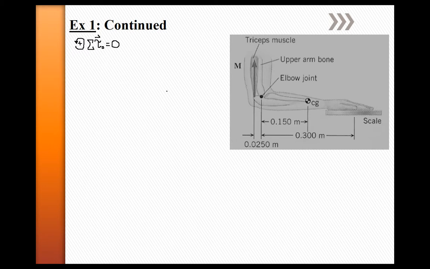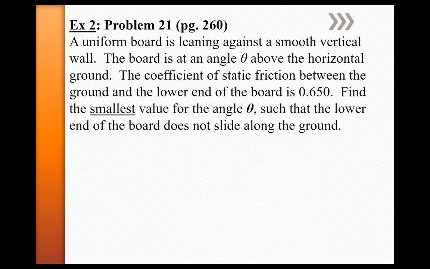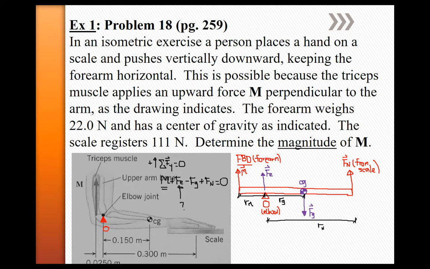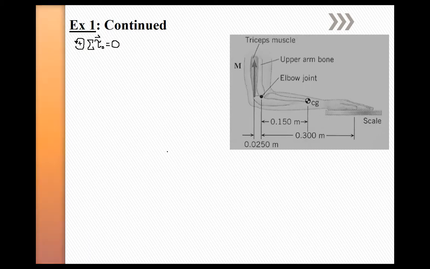Okay, now I need to start identifying which forces are going to generate what kind of torque. So let's go back. Let's start off with M. If M was the only force acting on this forearm above the elbow joint, what direction would M generate torque? Well, think about it. If this is a teeter-totter and you pulled on the left end, that should cause the teeter-totter to rotate in a clockwise direction. So a clockwise direction would actually be negative torque. So we're going to say negative tau M. So the force M generates negative torque in the clockwise direction.